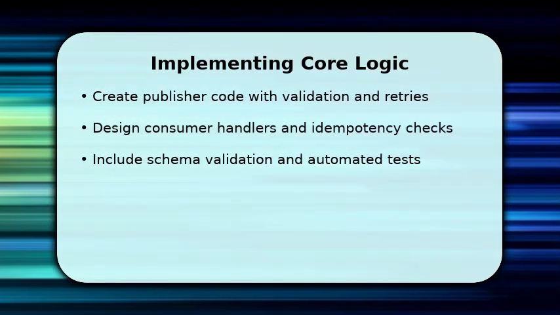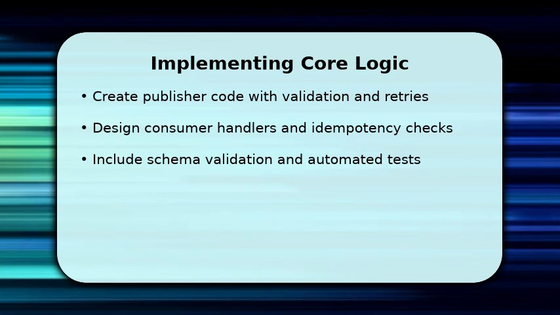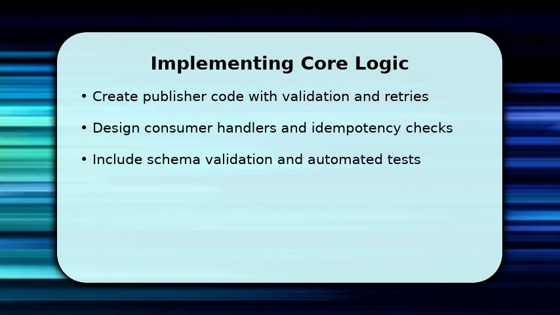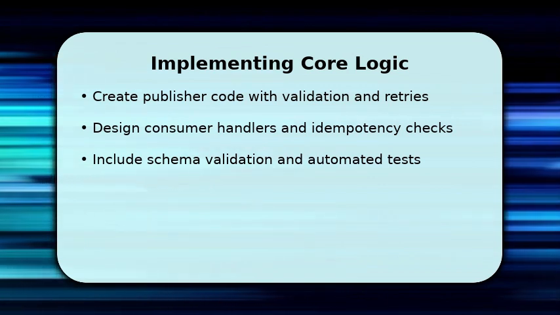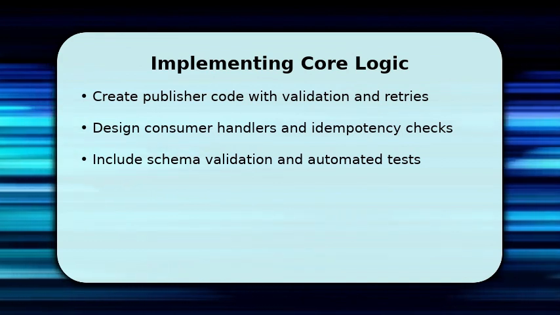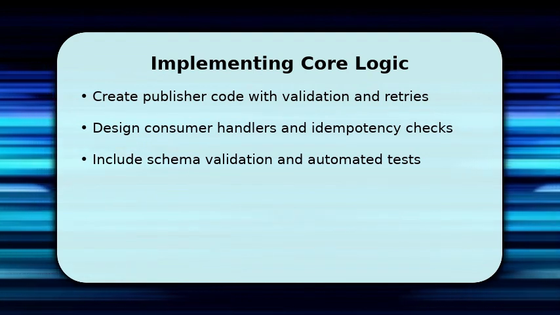Now implement the core. Write publisher logic that validates payloads against the schema, serializes safely, and retries on transient failures. At the same time, build consumer handlers that parse the payload and enforce idempotency so duplicates don't cause harm. Once done, add schema tests and integration tests to ensure producers and consumers agree. Use feature flags or a staging channel to roll out gradually, making it safer to detect mismatches early.